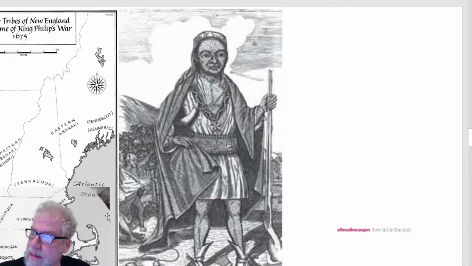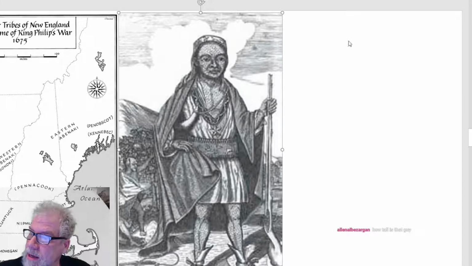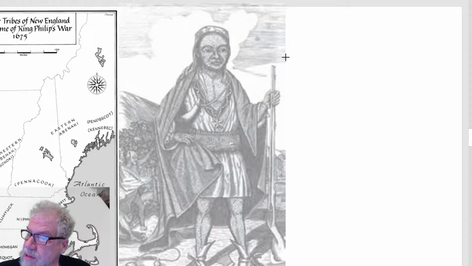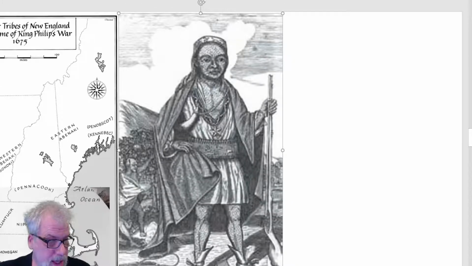You know, when you copy images, you're trying not to make them too narrow or wide, but sometimes you mess up the proportions. But this is King Philip, the Wampanoag chief.